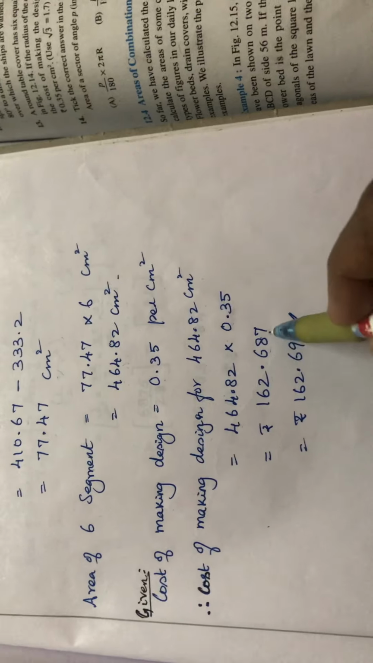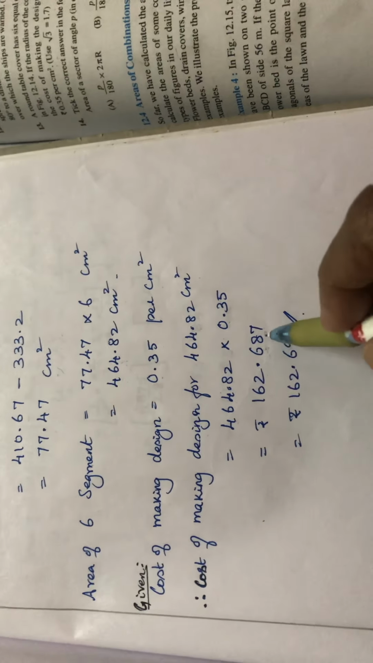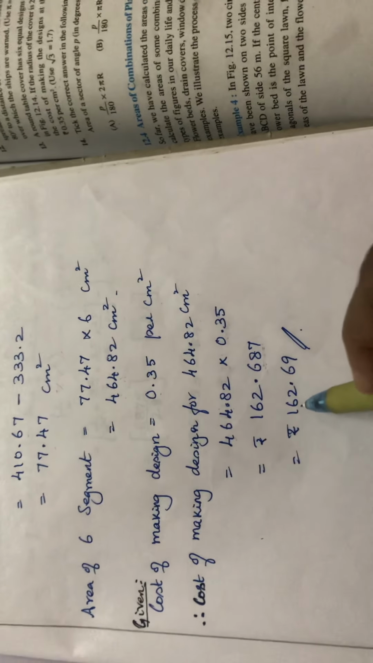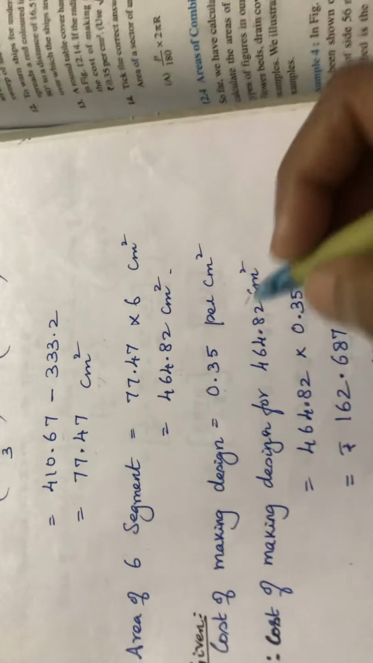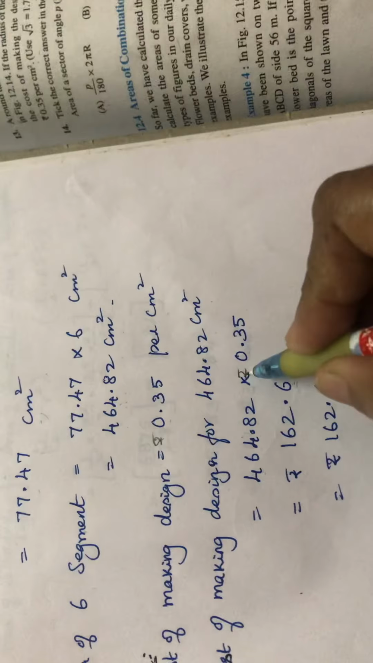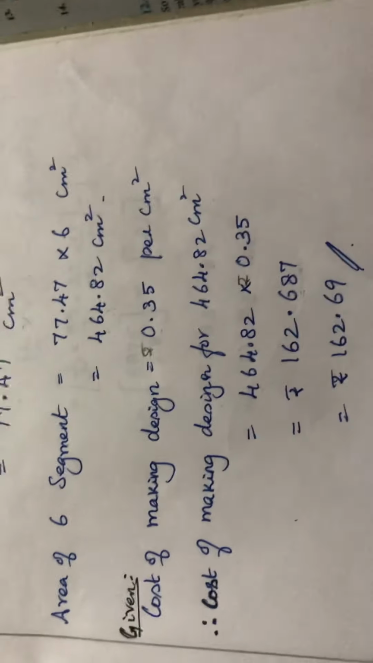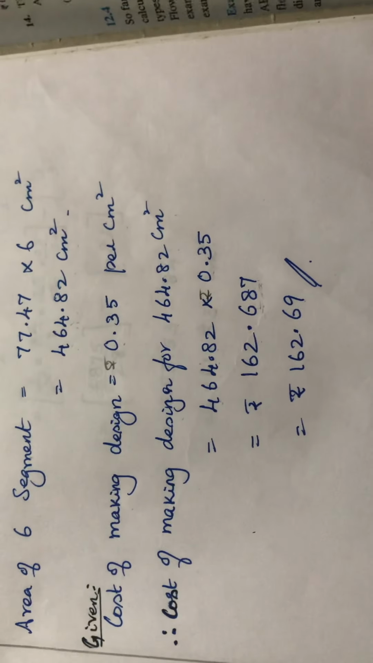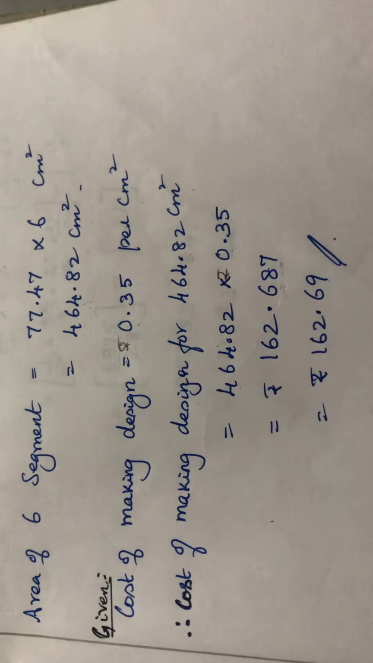162.687. 2 decimals is enough since it is rupees. So rupees 162.69 is the answer. So the cost of making this is rupees 162.69. This is the cost per area covered by the design.